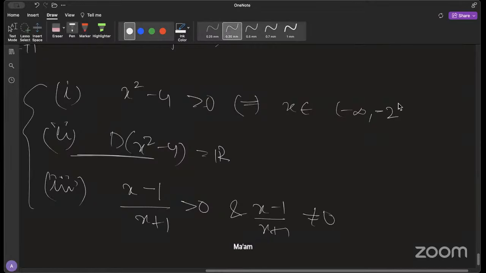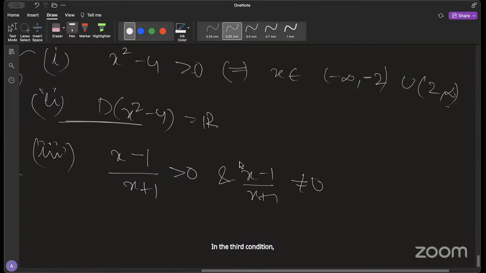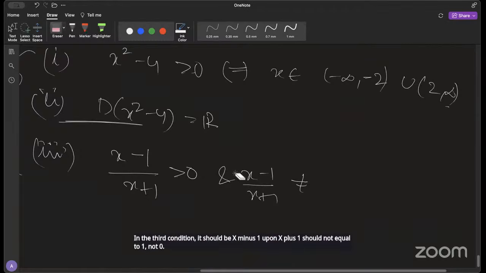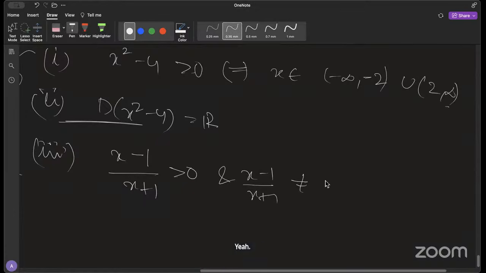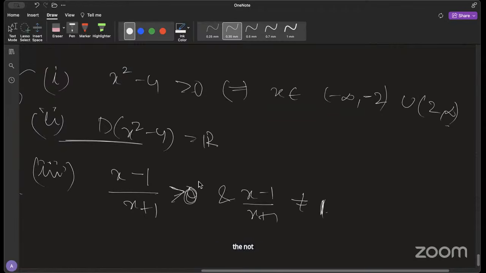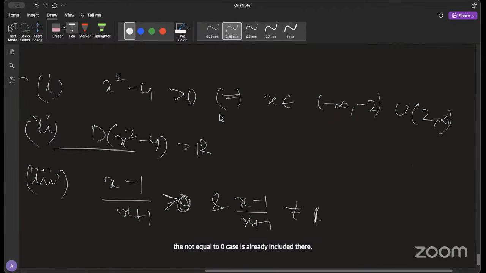In the third condition, it should be x minus 1 upon x plus 1 should not equal 1, not 0. Yeah, that's all. The not equals to 0 case is already included here. Okay. So this is it.